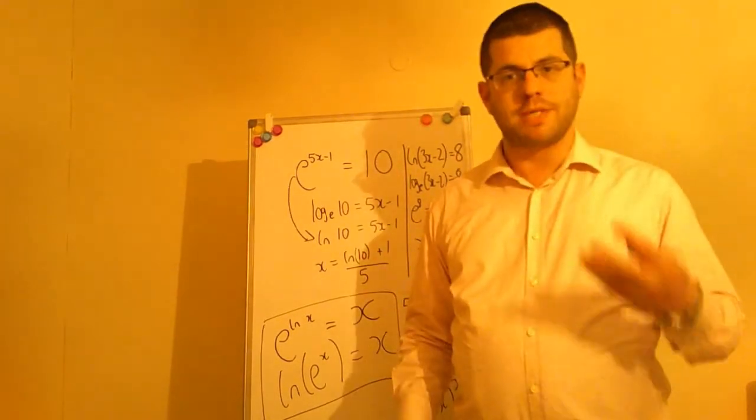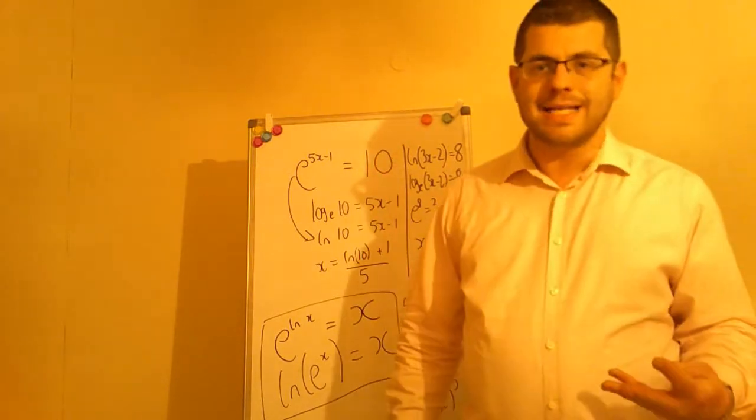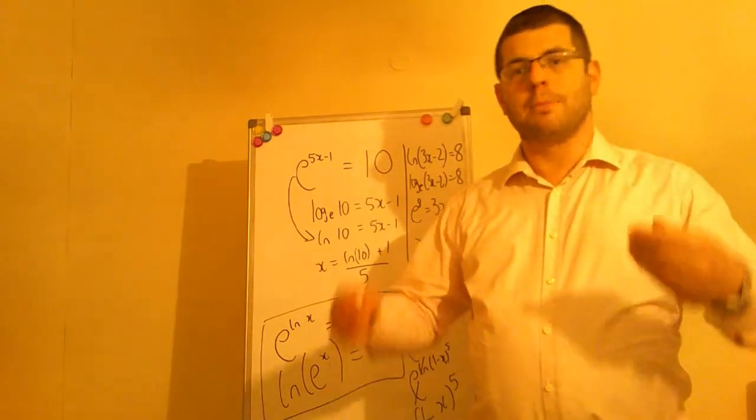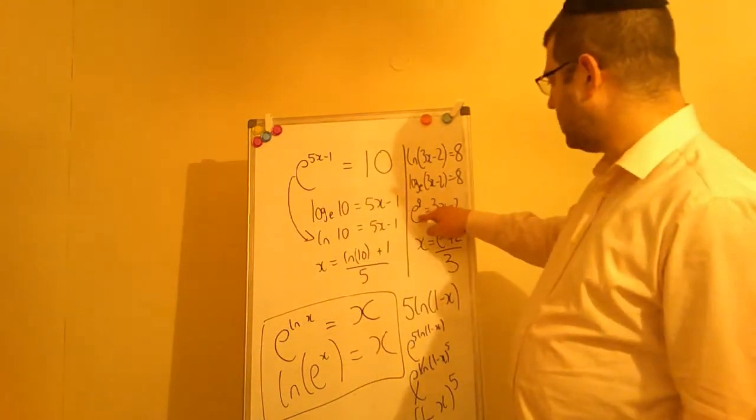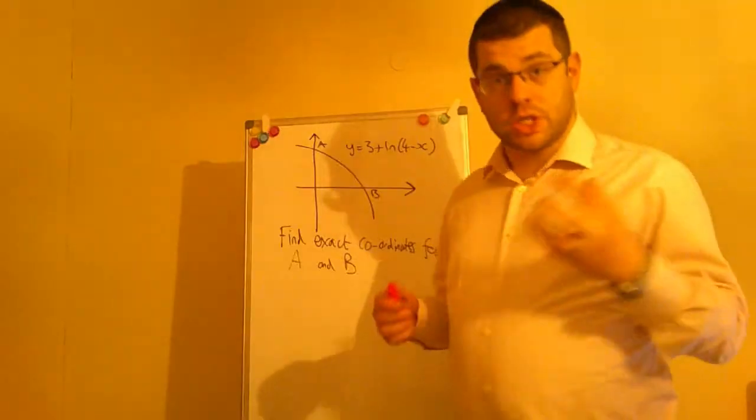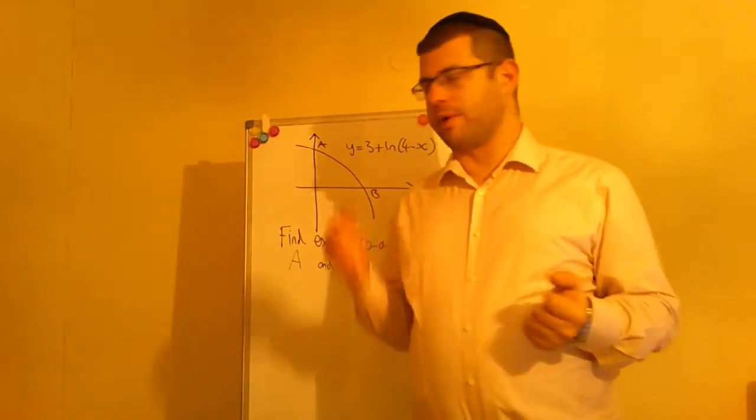Remember, if you introduce e as a base, it doesn't become 8e or e8. It becomes e to the power of 8. And then we finish the problem off. So let's use the knowledge we've learned to have a go at this problem here.